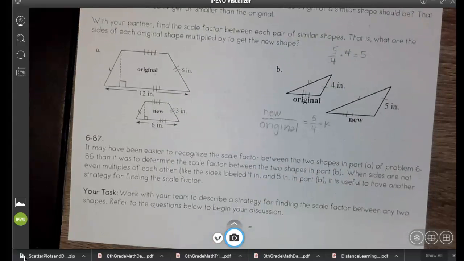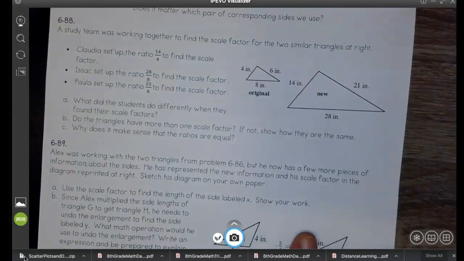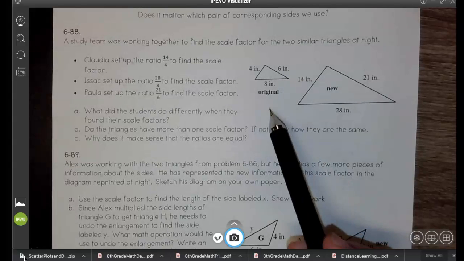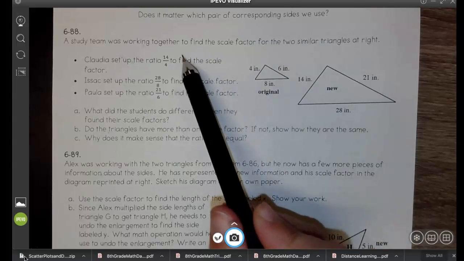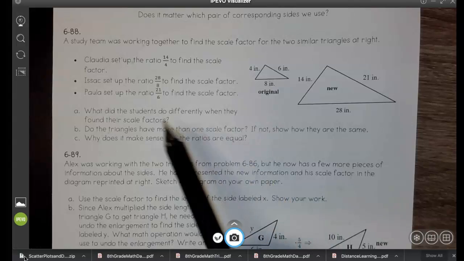In problem 6-87, it was easier to determine the scale factor in A than it was in B. We will work on this as a team task today in class. So it's going to take us into 6-88, where we're looking at 3 students who looked at these 2 figures here. Here's our original and here's our new. And they all found different ratio scales or scale factors.